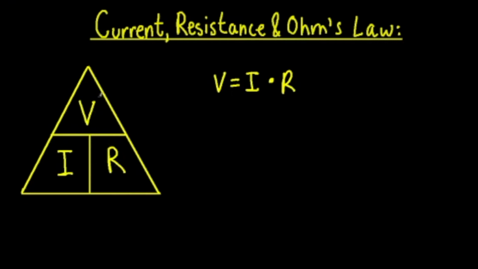So for example, let's say I want to find voltage. I'll circle voltage for now. I pay attention to the bottom two, so I and R. Since I and R are right next to each other, you just multiply them. Bam. Voltage equals I times R. Now let's say I want current. Look at the other two. Since V is above R, that means V over R, so you divide V by R, and V divided by R equals current. Same thing for R: V divided by I equals R.